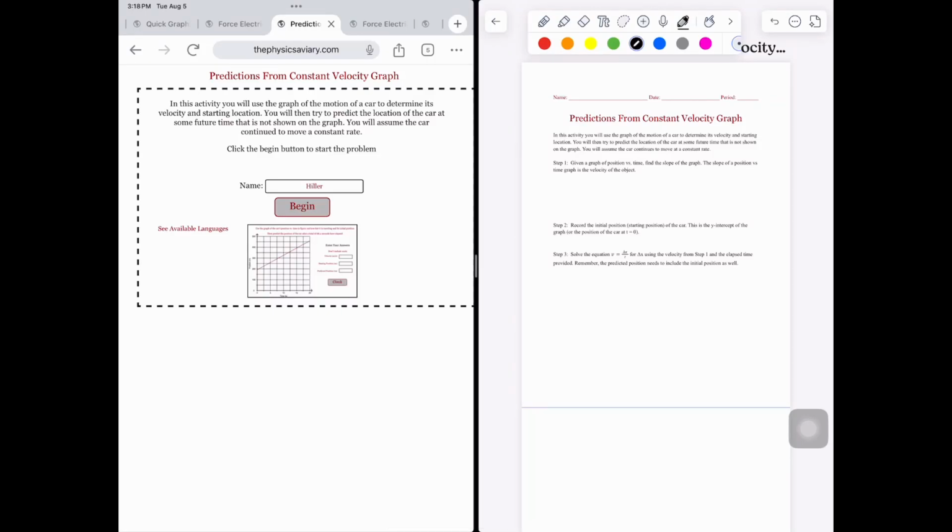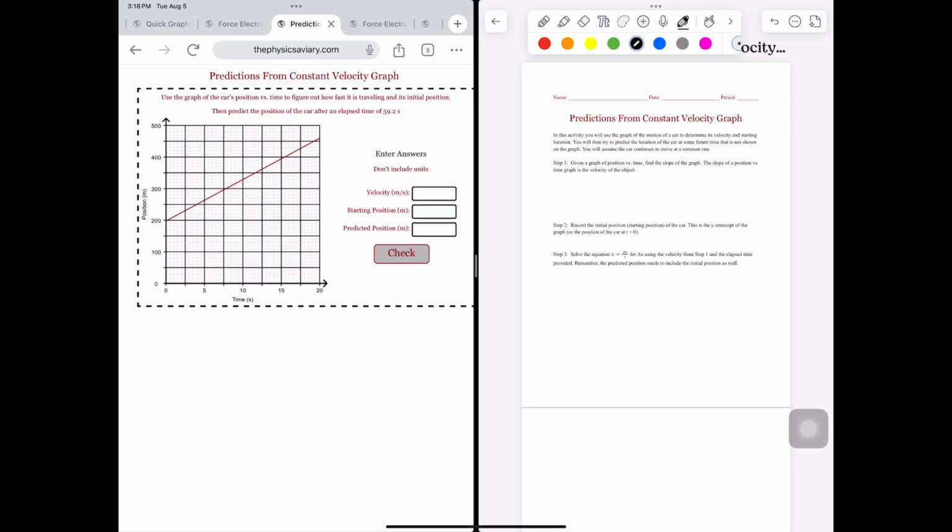In this one, we're going to be looking at the assignment graphing motion. Let's begin. In this activity, you'll use the graph of the motion of a car to determine its velocity and starting location. You will then try to predict the location of the car at some future time that is not shown on the graph. You will assume the car has continued to move at a constant rate. Okay, enter your name. Let's begin.